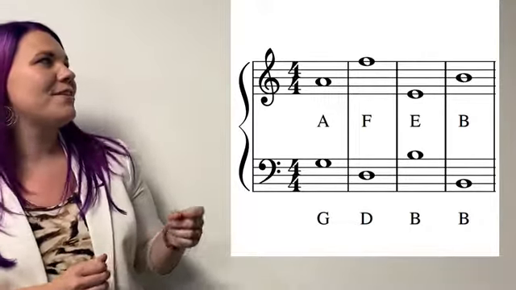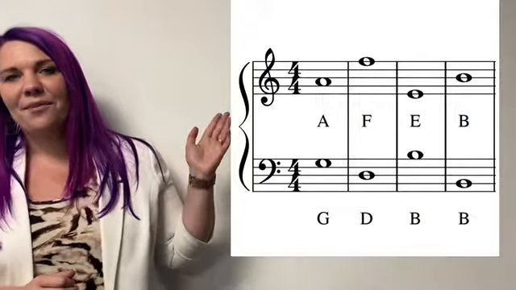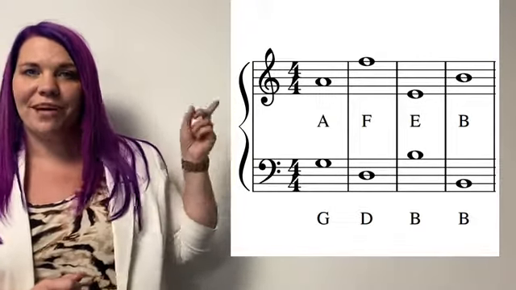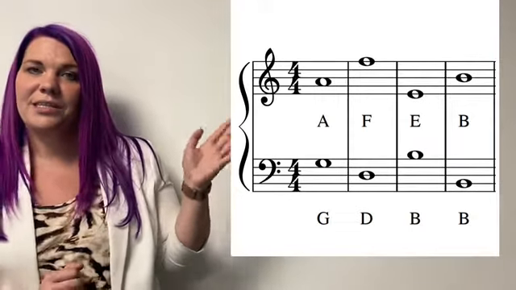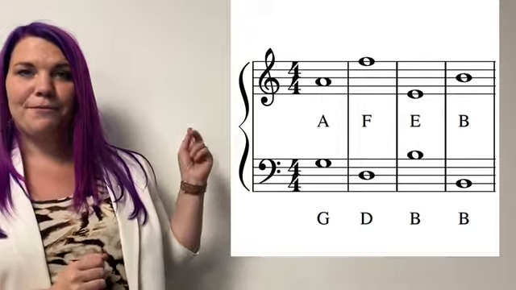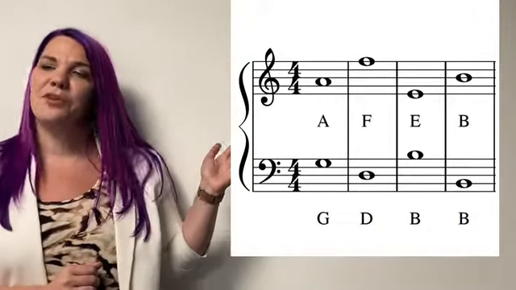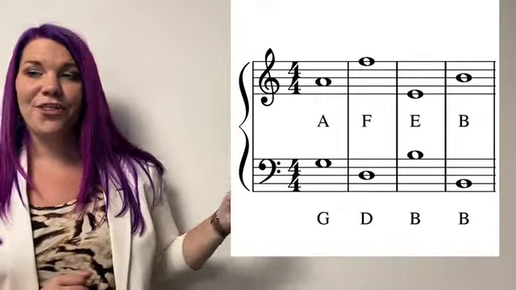How did you do? Did you get them all? Let's go through and make sure you got them all right. So we've got in the treble clef, the first note is an A. The second note in the treble clef is an F, the one right at the very top. Next one along is an E, and the last one is a B. On the bass clef, the first one was a G, then we've got a D, a B, and another B.